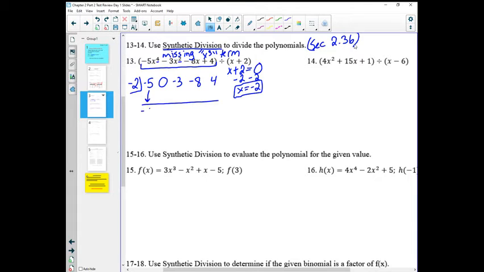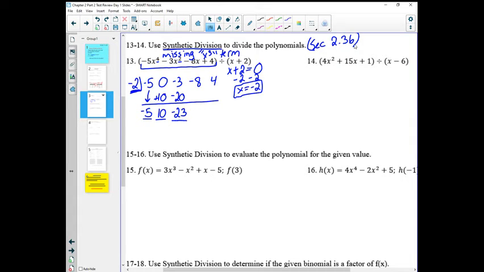Bring down the first term. Multiply negative 2 and negative 5 to make positive 10. And that goes in the next column. Now I'm going to add those together. 0 and 10 makes 10. Then multiply. Negative 2 times 10 is negative 20. That goes in the next column. Combine those together.